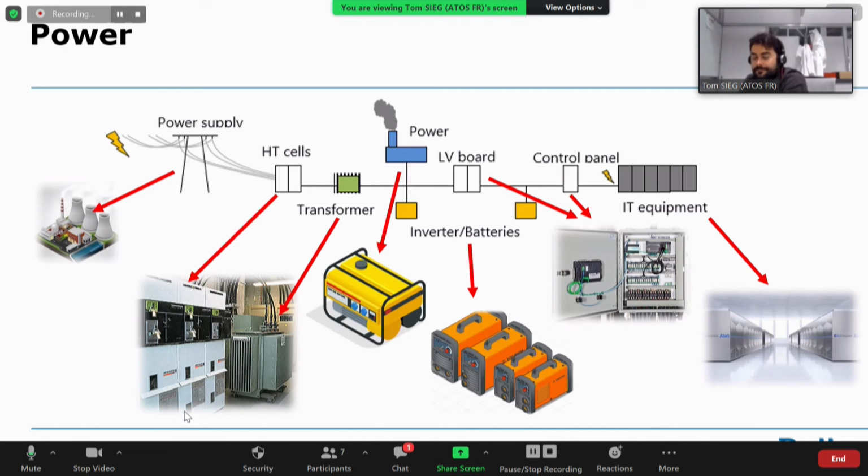Thank you very much. It's clear. No problem. Thank you very much, Tom. There are some questions on the chat box.